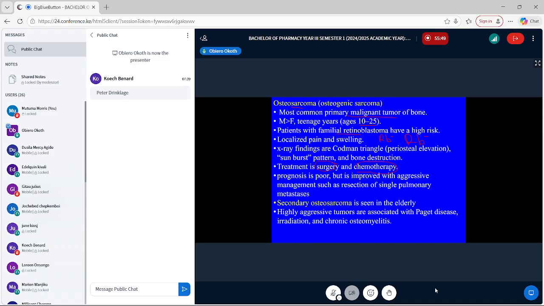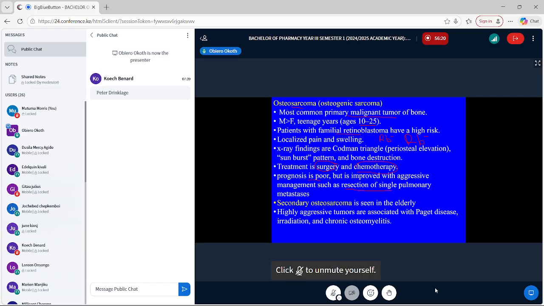Prognosis normally is poor. It is a terrible disease. One of those diseases that a young man should not have, because this one will require amputation. But this can be improved with aggressive management. They normally metastasize to the lungs and even to the heart. I've seen a heart metastasis.